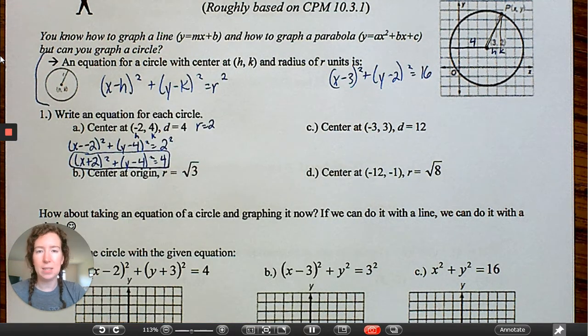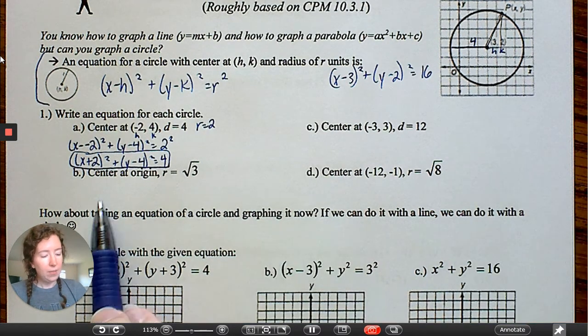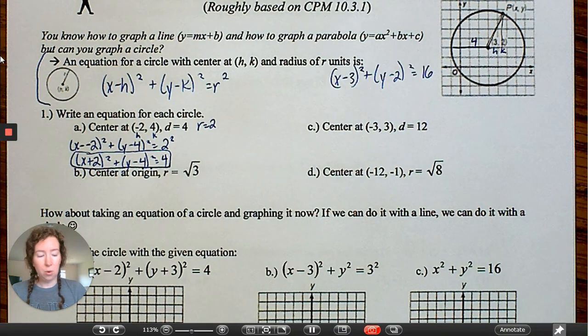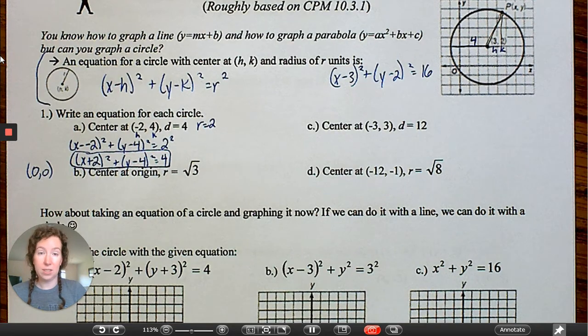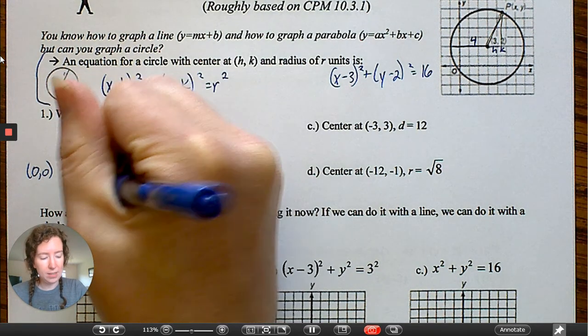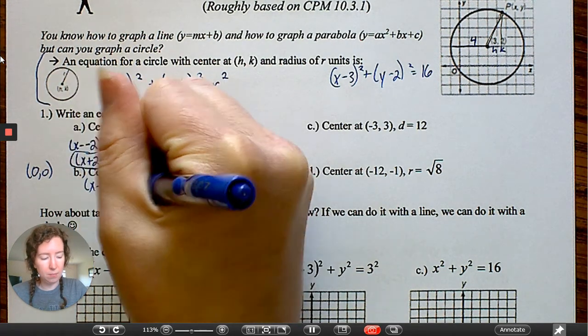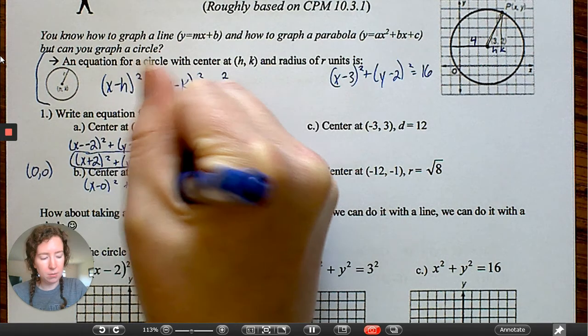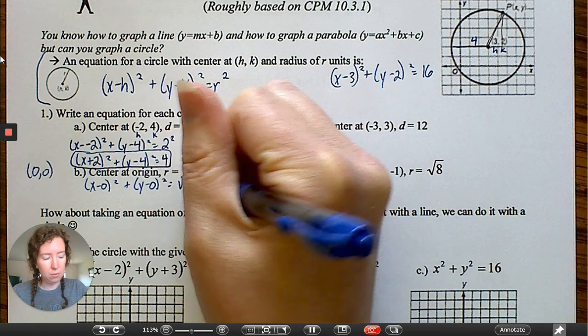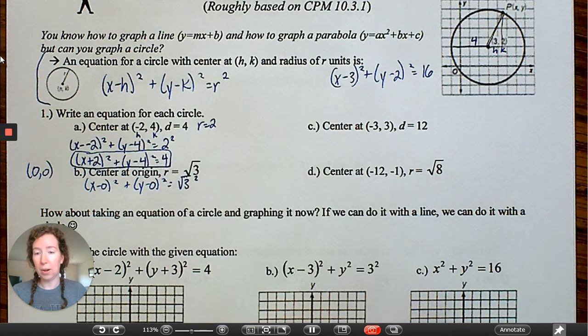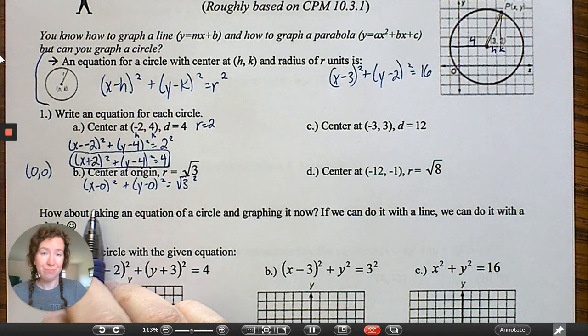This isn't something that's easy to put into a graphing calculator, so we just have to graph them by hand at this point in our lives. All right, if I look at the one directly below it, the center is at the origin. Well, the origin is the coordinate (0, 0). So if I did (x minus 0) squared plus (y minus 0) squared equals, if the radius is the square root of 3, the square root of 3 squared. All right, let's clean this up a little. X minus 0, that's just x.